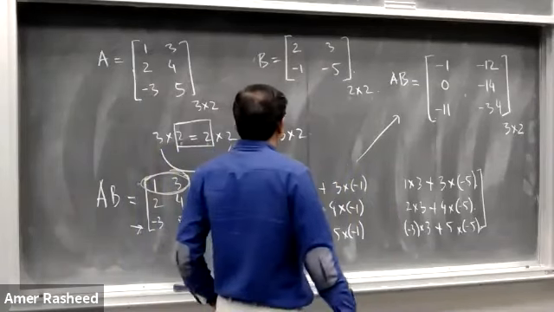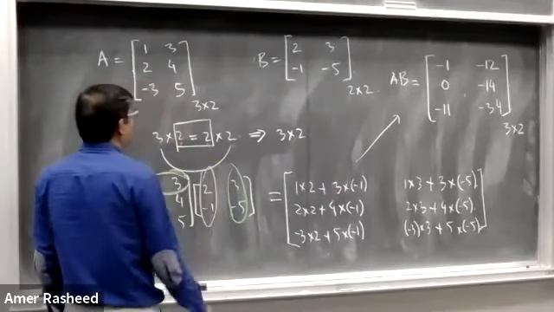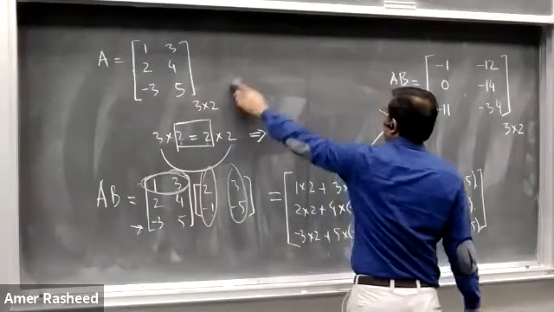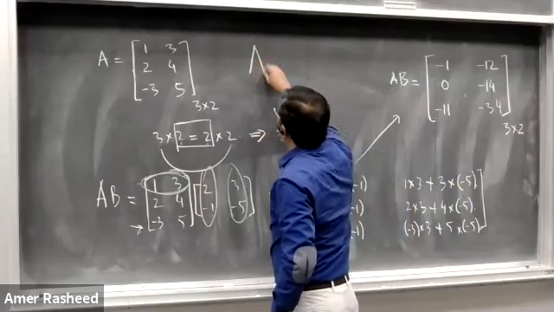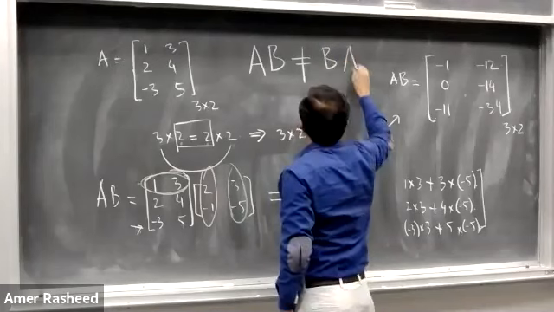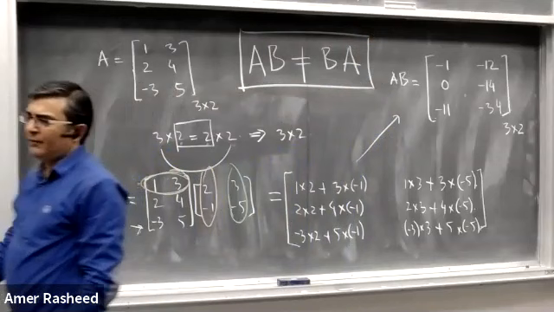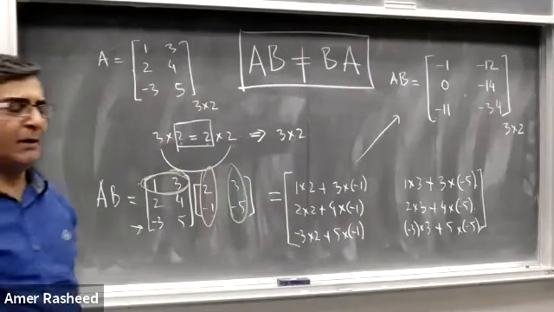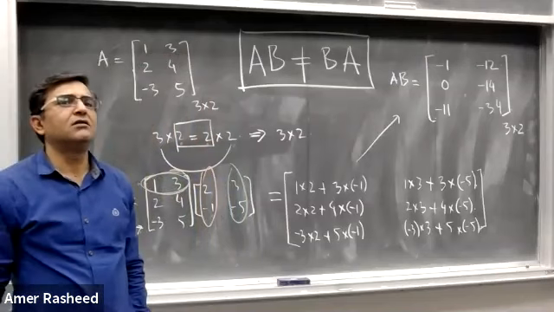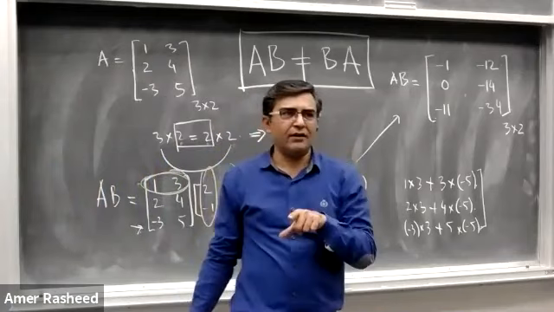Now, next thing, which is the most important thing in matrices, is that A multiplied by B is not equal to B multiplied by A. The most important result in matrices is that matrix multiplication is not commutative. Matrix multiplication is not commutative, means A into B is not equal to B into A.